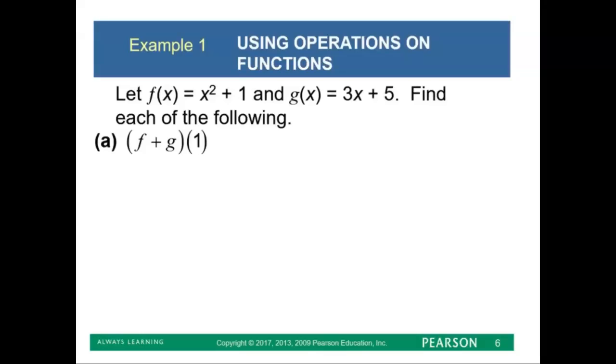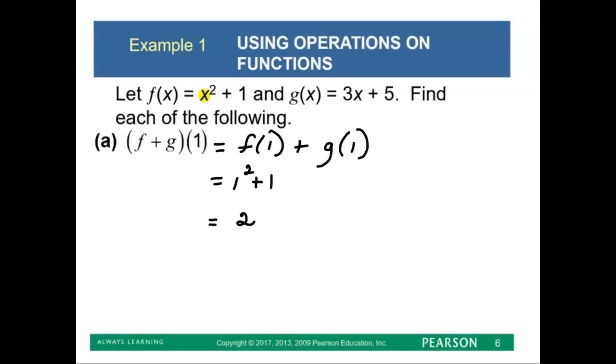So let's find f plus g of 1. Using the definitions that we just talked about, this simplifies into f of 1 plus g of 1. And so here we're going to evaluate our function f at 1. So we're going to replace x in f with 1. So we get 1 squared plus 1, which is 1 plus 1, which is 2.